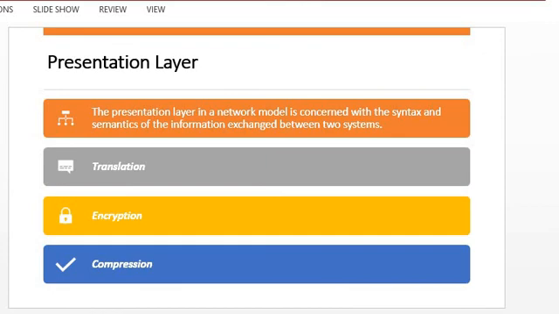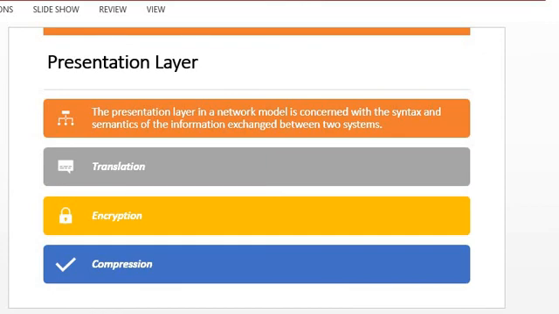Then we move on to look at the presentation layer. This layer is basically concerned with the syntax or the semantics of how information is exchanged between two systems. So it is responsible for, one, translation processes.